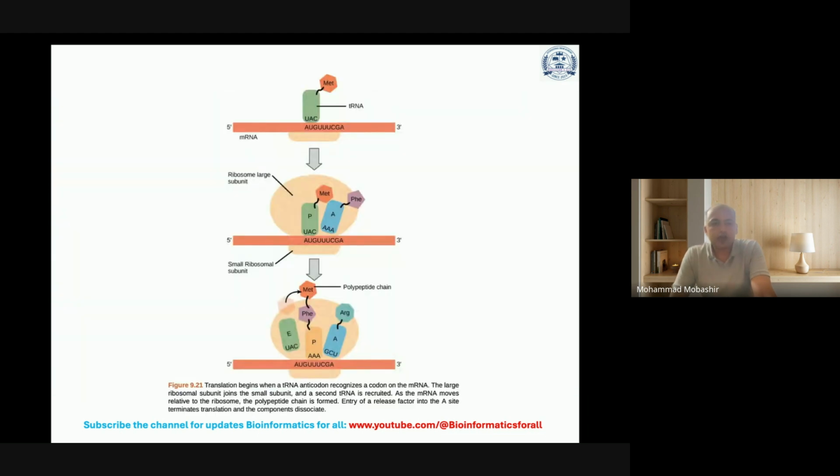Now, I'm showing the picture for the translation, which begins when a transfer RNA anticodon recognizes a codon on the mRNA. The large ribosomal unit joins the small subunit, and a second transfer RNA is recruited. As the mRNA moves relative to the ribosome, the polypeptide chain is formed. Entry of a release factor into a site terminates translation and the components dissociate.